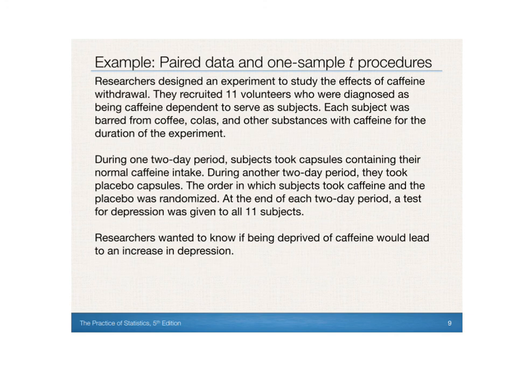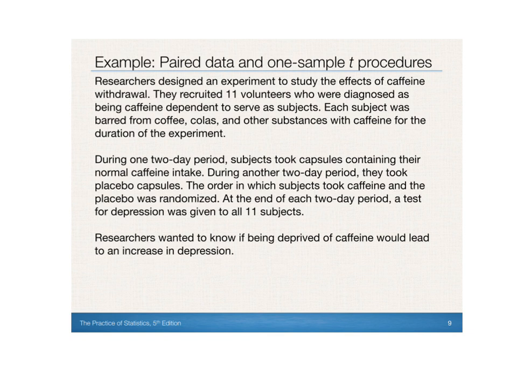Okay, so here's an example. It says researchers designed an experiment to study the effects of caffeine withdrawal. They recruit 11 volunteers who were diagnosed as being caffeine dependent to serve as subjects. Each subject was barred from coffee, colas, and other substances with caffeine for the duration of the experiment. During one 2-day period, subjects took capsules containing their normal caffeine intake. During another 2-day period, they took placebo capsules. The order in which subjects took the caffeine and the placebo was randomized. At the end of each 2-day period, a test for depression was given to all 11 subjects. Researchers want to know if being deprived of caffeine would lead to an increase in depression.